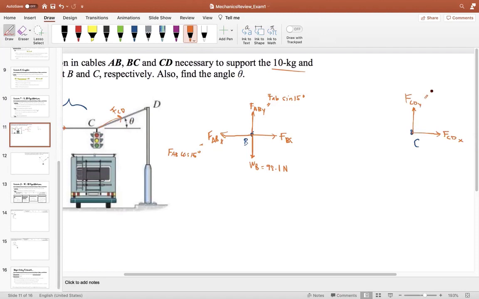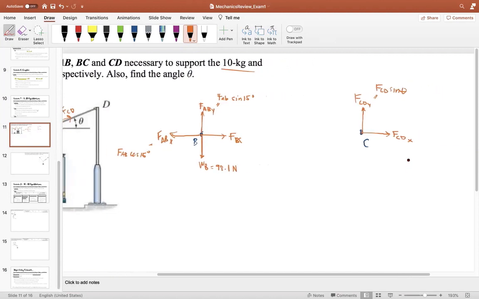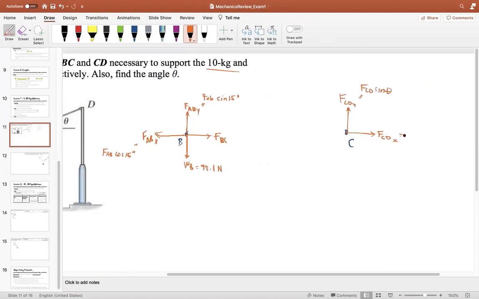CDY is FCD sine theta. And then we don't know theta. So that we just have to leave there. That's one of the things we have to solve for. This one is FCD cosine theta.